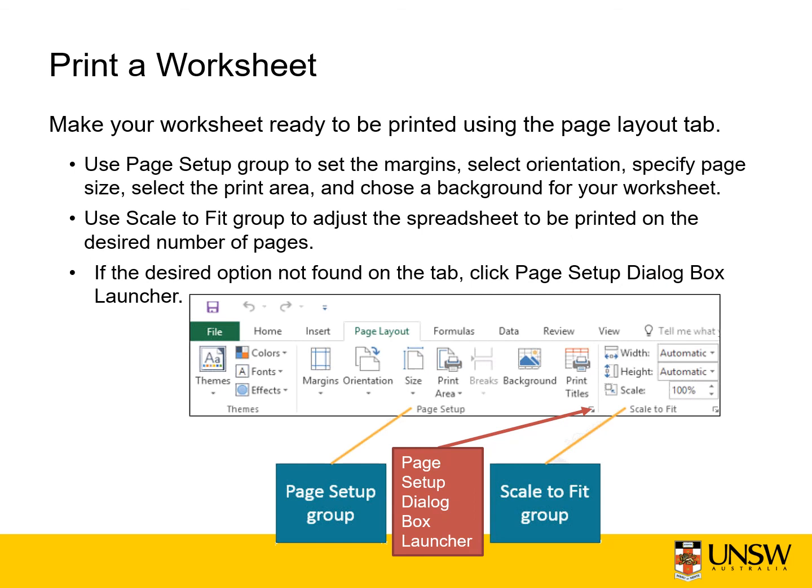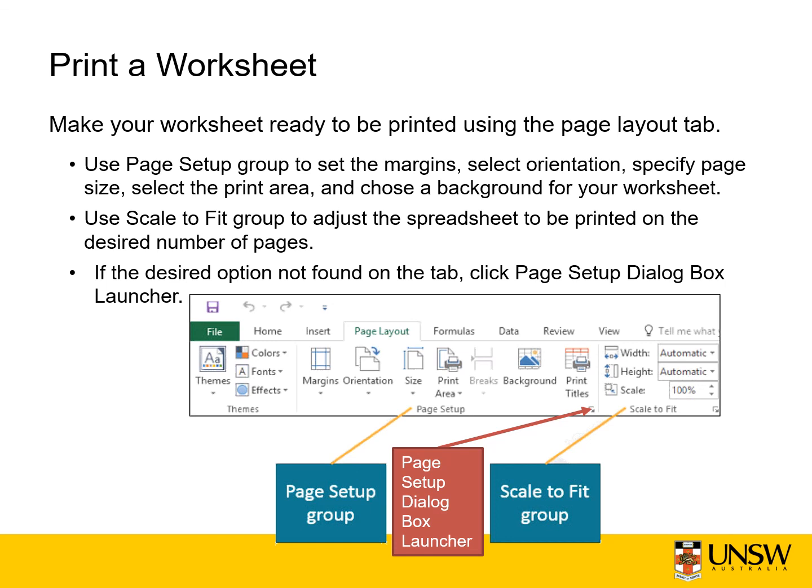As the last topic of this lecture, we will talk about how you can print your worksheet. In order to print your worksheet, you should first adjust it using the Page Layout tab. There are two main groups in this tab. The first one is the Page Setup group that contains options to set the margin, select orientation, specify page size, select the print area, and choose a background for your worksheet.